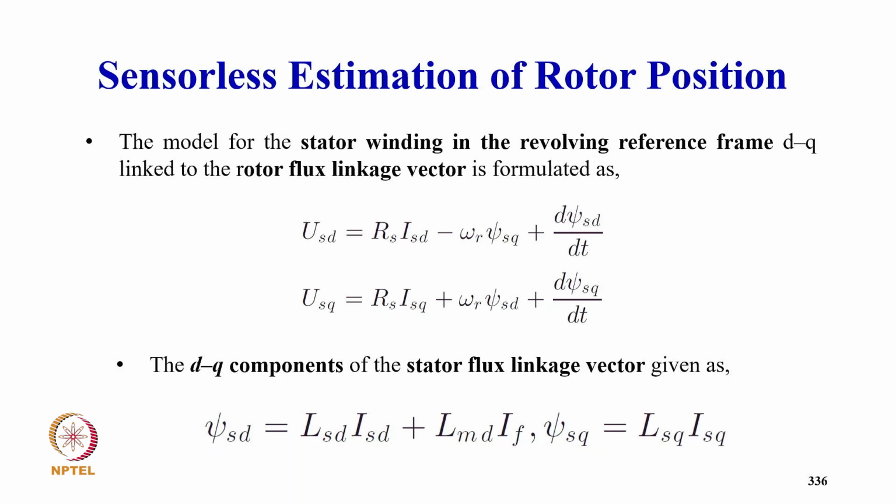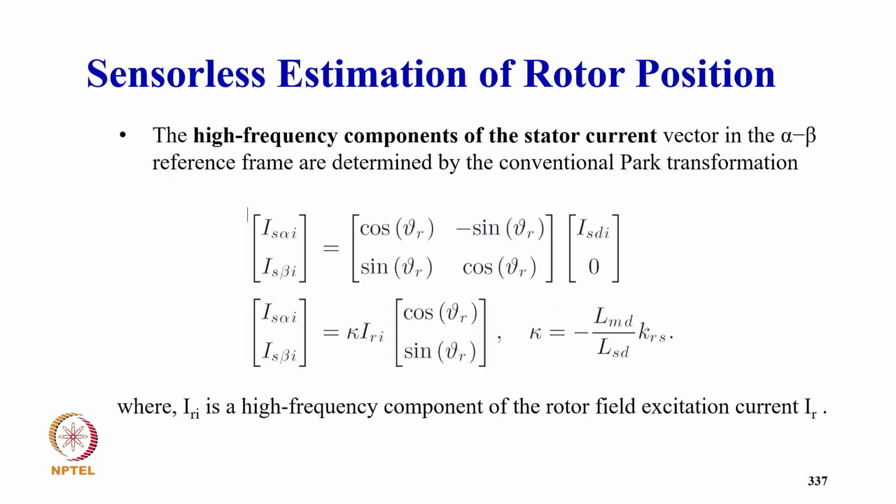So the model of the stator winding in the rotating reference frame DQ linked to the rotor flux linkage vector is: USD equals RS ISD minus omega R psi SQ plus d/dt psi SD, and USQ equals RS ISQ plus omega R psi SD plus d/dt of psi SQ. The DQ components of the flux linkage vector are psi SD equal to LSD into ISD plus LMD into IF, and psi SQ equal to LSQ into ISQ.